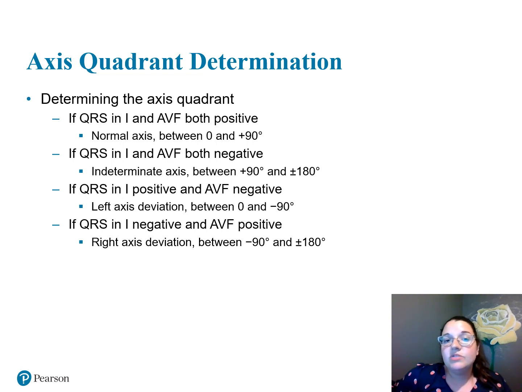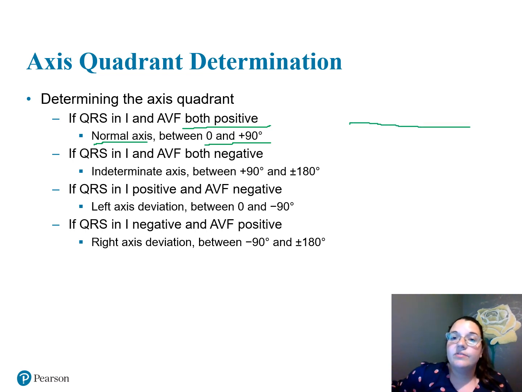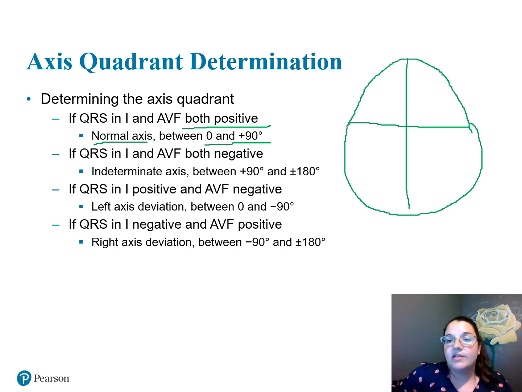So to determine the axis quadrant, if my QRS in lead 1 and AVF are both positive, I am normal. They're both positive, and I'm going to fall between 0 and positive 90 degrees. So if you think lead 1, right to left arm, AVF, top to bottom, we're going to make a compass, a hexiaxial diagram, okay? I'm going to be negative 90 degrees on top.